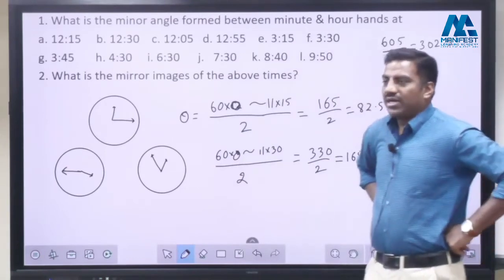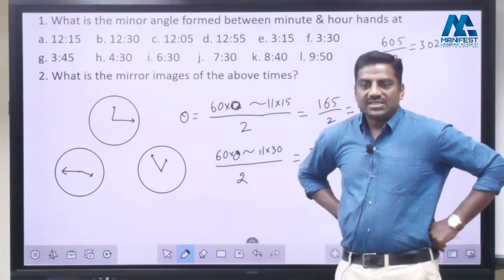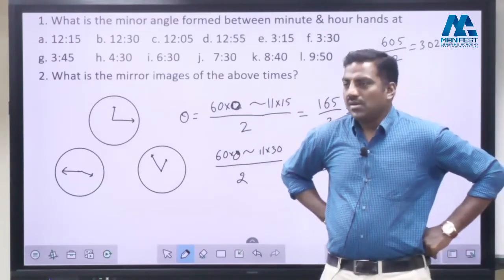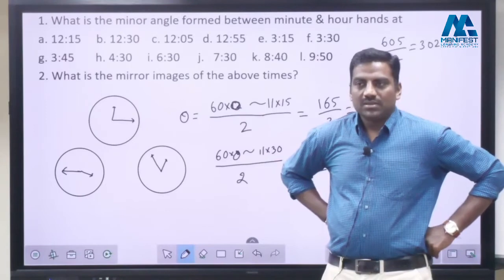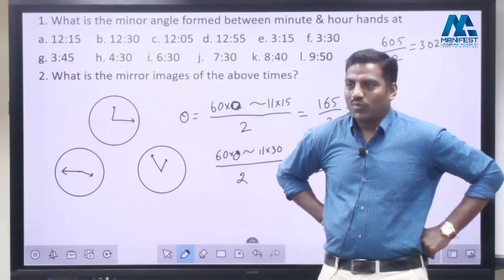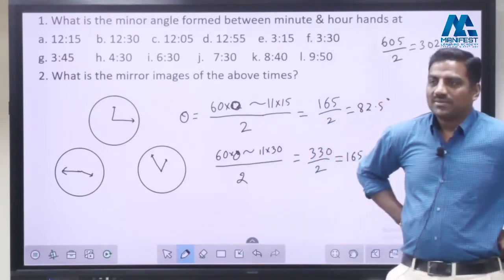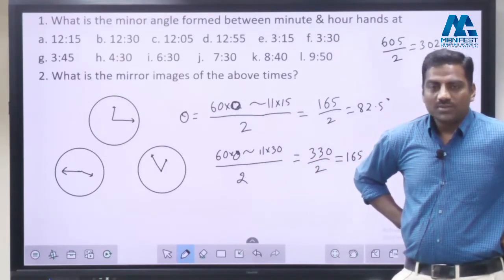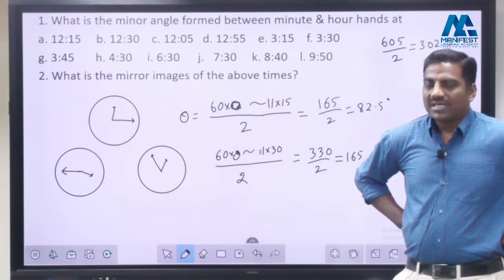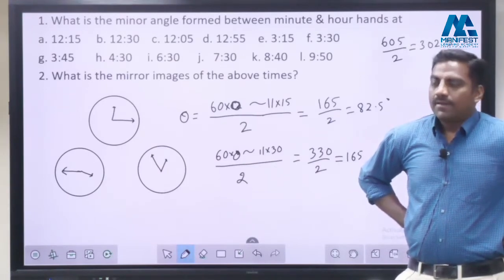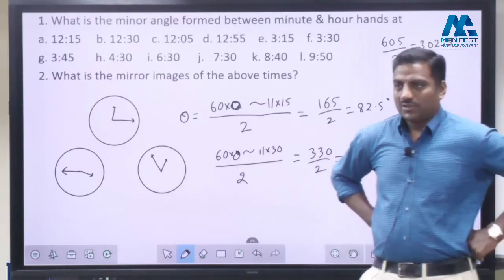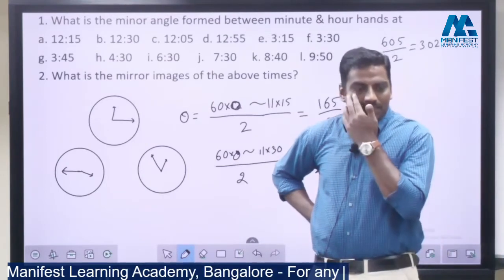430 already I have calculated. 75 degrees. 630. What about 630? It appears like coinciding. No. The answer is what? 15 degrees. Yes or no? By the time the minute hand has covered 6 sectors, our hand would have covered half a sector. So that half a sector is 15 degrees. Yes?